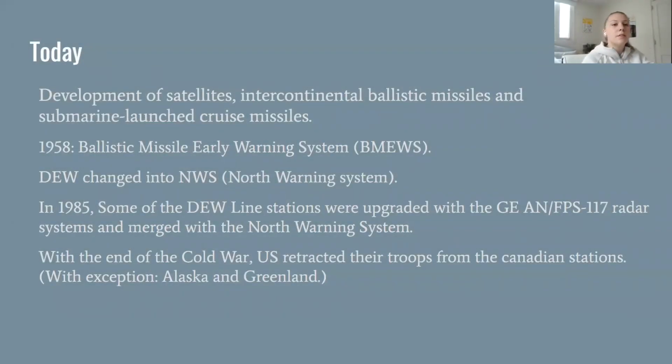So as of today, with the development of satellites, intercontinental ballistic missiles, and submarine-launched cruise missiles, the Dew-Line is unserviceable. In 1958, the Ballistic Missile Early Warning System was put in place, and Dew changed into NWS, the North Warning System. In 1985, some of the Dew-Line stations were upgraded with the GE AN/FPS-117 radar system, which was much more effective, and they merged with the North Warning System.